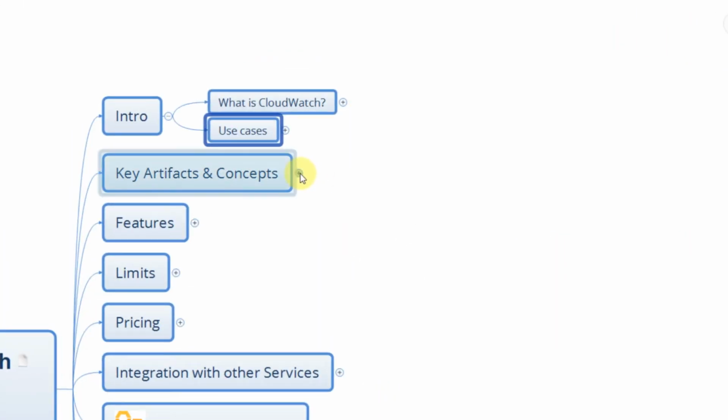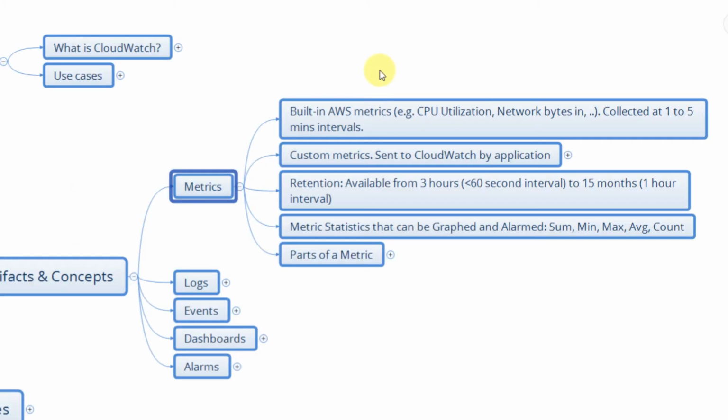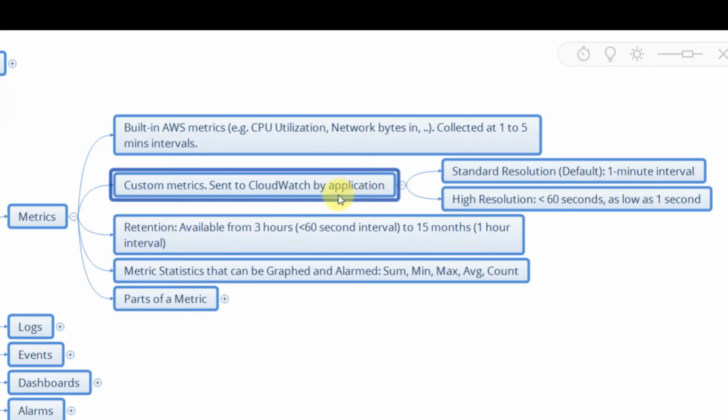Now let's look at the key artifacts and concepts. They include metrics, logs, events, dashboards, and alarms. Now, metrics are either built-in AWS resource metrics, such as CPU utilization, number of network bytes in, etc. They can be collected at 1 to 5 minute intervals. Now, custom metrics, these are generated by the application, and they can have two resolutions. The standard resolution is the default, and that is at 1 minute intervals. But an application can also generate high resolution metrics, which can go as frequently as every second.